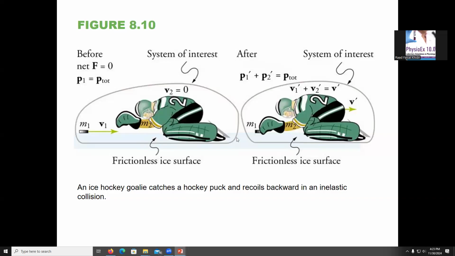In order to get the momentum of this goalie before the collision, his velocity was 0. He wasn't moving. His mass is m2, but it doesn't matter because anything times 0 is 0. So on that side of the equation, the goalie will not have a momentum. But this puck will have a momentum that equals its mass times its velocity. This equals, after the collision, both of them with their masses added together, m1 plus m2, multiplied by the final velocity v prime of them moving together.